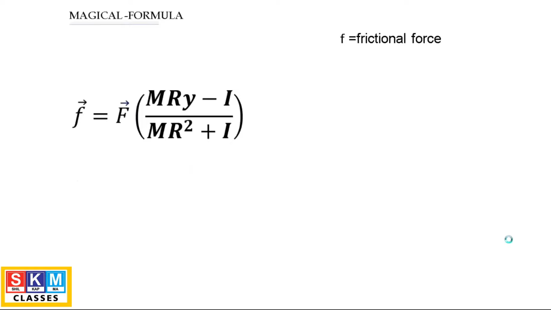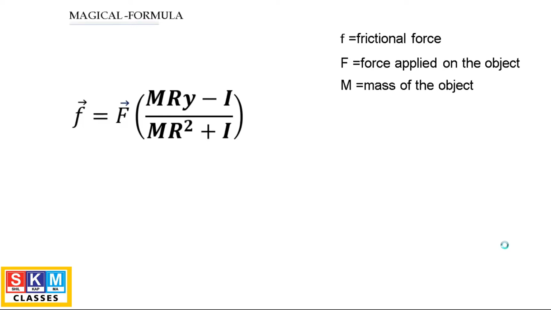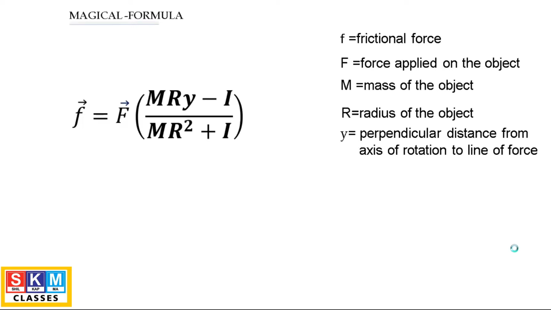Here in this formula, small f is frictional force, capital F is the force applied on the object, m is the mass of the object, r represents radius of the object, y is perpendicular distance from axis of rotation to line of force, and I is the moment of inertia.